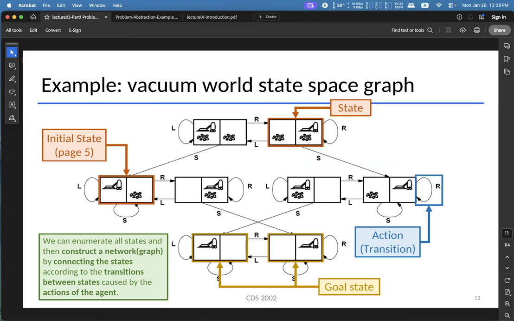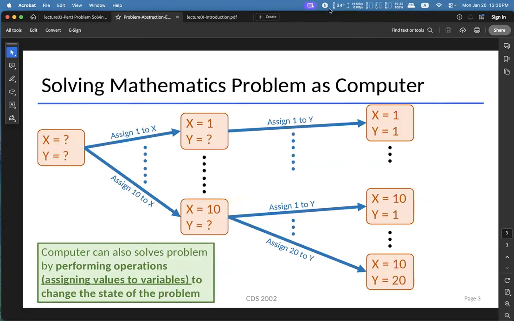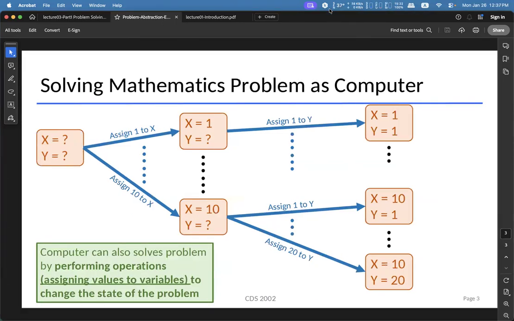In the previous example, we were also trying to convert the mathematical question into a network. But the network is so huge that I don't have the time and the space to draw the whole network out. But you can see that this network is sort of like a tree. So any questions?